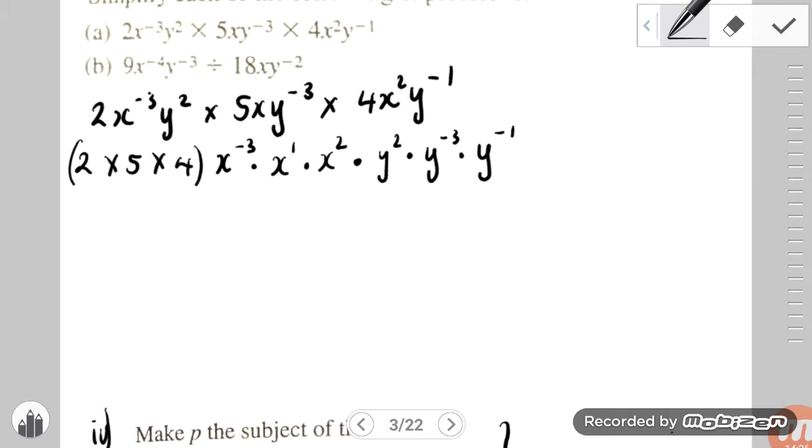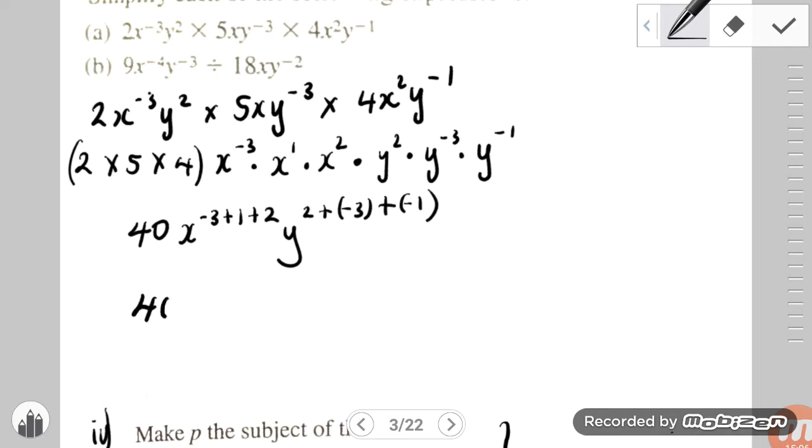So 2 times 5 is 10, and 10 times 4 is 40. X to the minus 3 multiplied by x to the 1 multiplied by x squared suggests to us that we need to add all the powers. So this becomes x to the minus 3 plus 1 plus 2. Adding all the powers. That's the rule for multiplication of algebraic terms. Laws of indices number 1. Add the powers once the bases are the same and we're multiplying. And then we have the y here, so that's y to the 2 plus minus 3 plus minus 1.